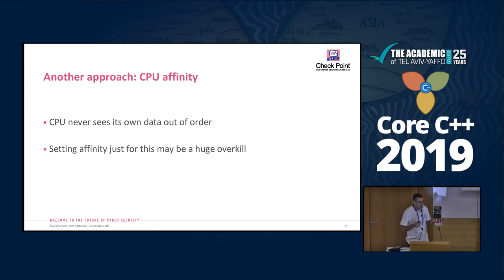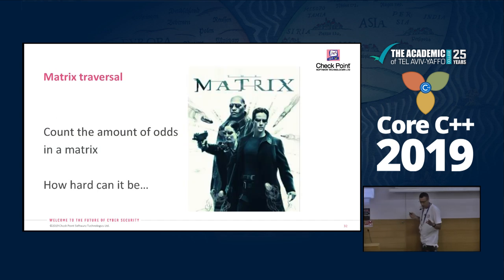Another way to resolve it: we said that the same core would always see its operations in the order they're written. So if we know that our code is going to run on the same core, we don't need to worry about it. The same core will never see its data out of order. So in this case, setting affinity just for this may be a huge overkill. But if we know that it's going to run on the same core, we don't need to worry about it.